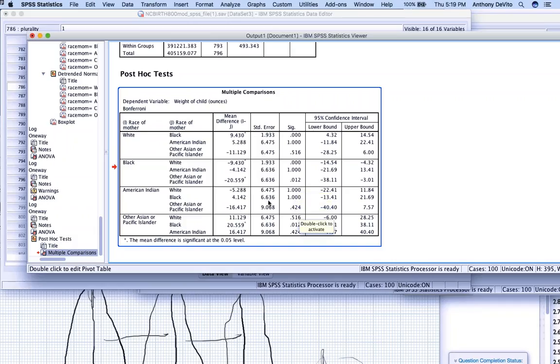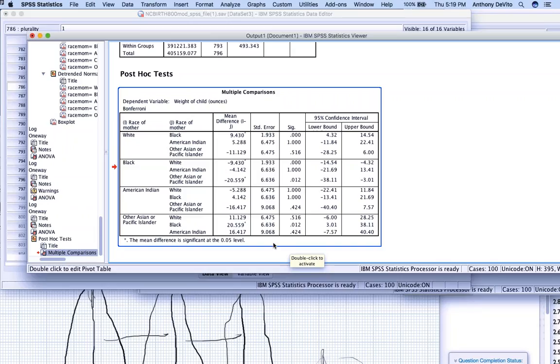If you notice, it just winds up repeating these several times, but the results will always be the same. Asian Pacific Islander versus American Indian is not significant. Asian Pacific Islander versus black is significant, but you already knew that because you'd found it out up here as well.